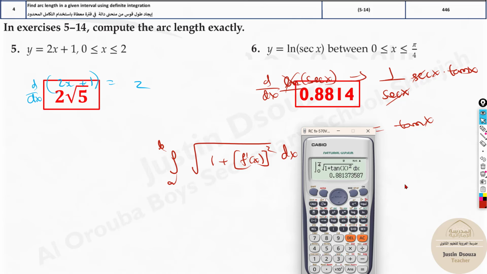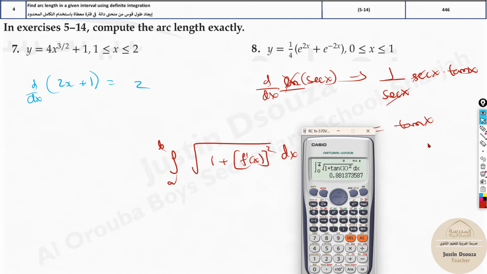And what is the answer? It's 0.8814. This is the correct answer. Or it might be in terms of ln, minus 2, or something like that. Just be careful. Solve all the options and compare which is the correct one. Same way you can do all these problems.